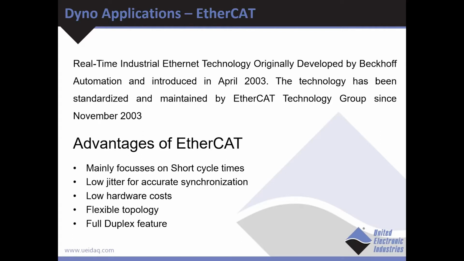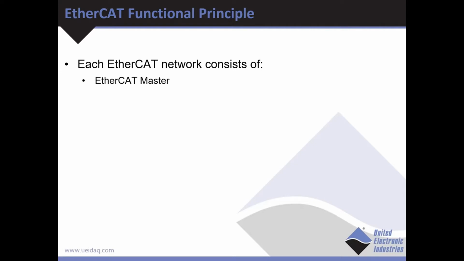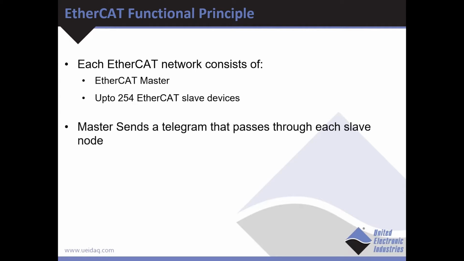We'll go into further details about the functional principle of EtherCAT itself. Each EtherCAT network consists of two main components. The first one is an EtherCAT master, and then we can have up to 254 EtherCAT slave devices in the network. The master sends a telegram that contains the data packets that pass through each slave node.